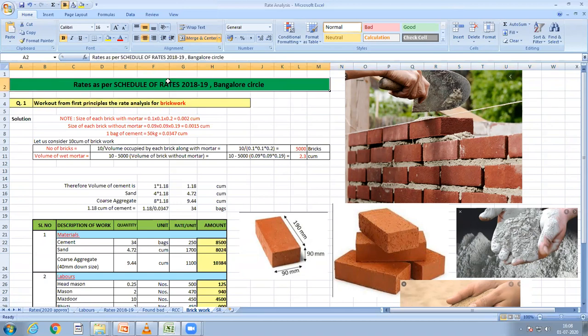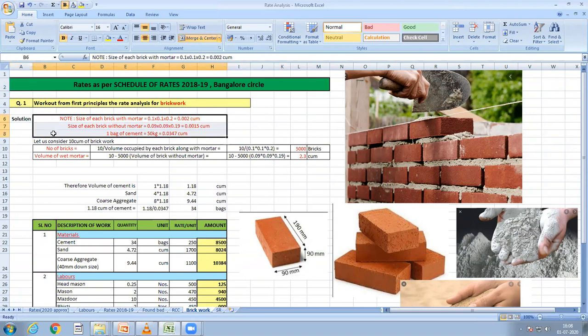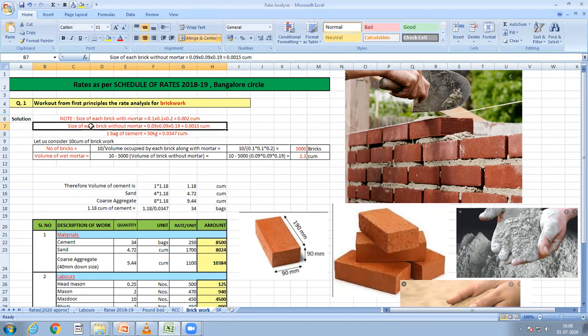Remember, you have to write this before you start the solution, and you have to make a note of this. Size of each brick with mortar is 0.1 by 0.1 by 0.2. All these are in meters, which comes to 0.002 cubic meter. And the size of each brick without mortar will be these dimensions. That is, without mortar, the brick size will be 90 mm by 90 mm by 190 mm. This you have to remember. And 1 bag of cement, this also you should know.